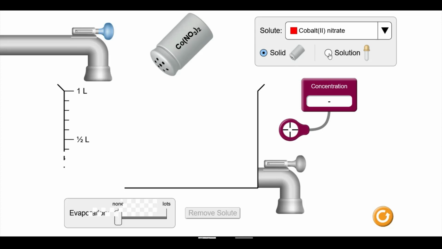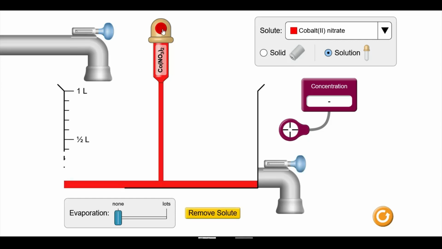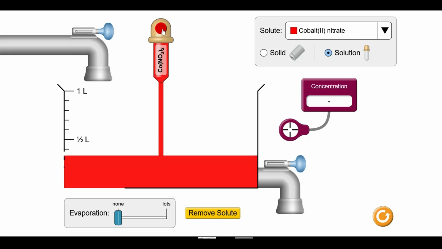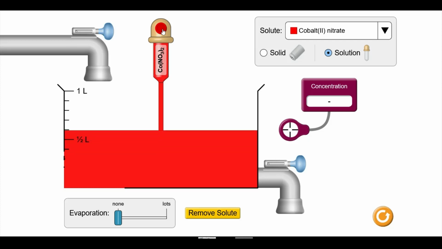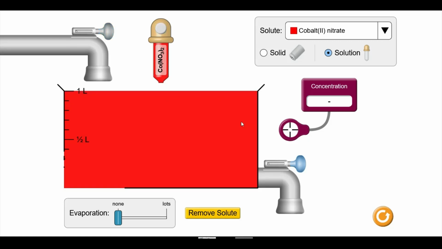You will choose the solution and then fill the container to the 1 liter mark. This container holds exactly 1.000 liters. With the container full, you can move the concentration measurement device into the container and record the initial concentration.